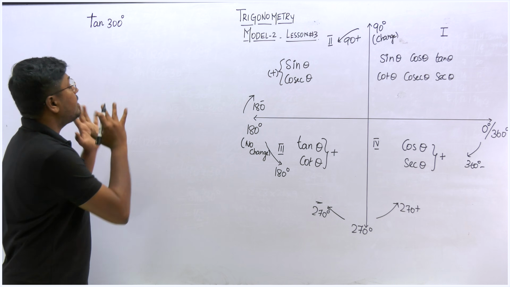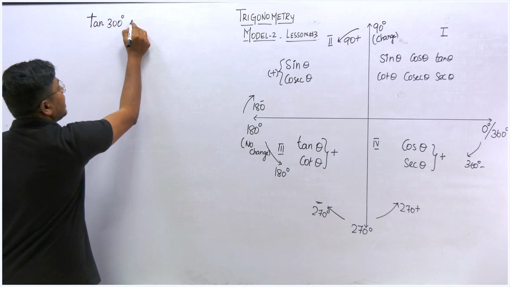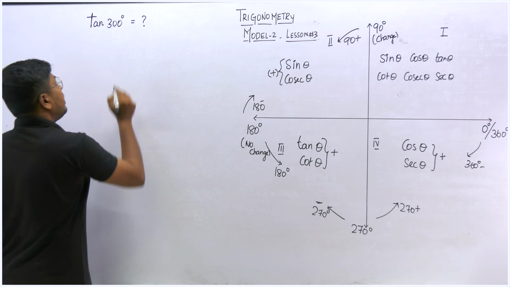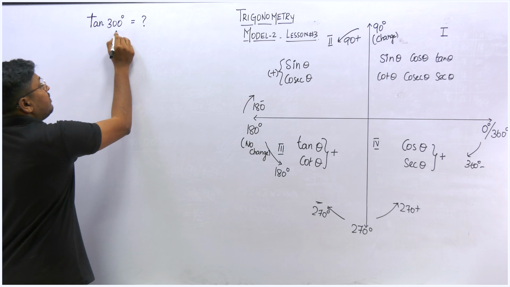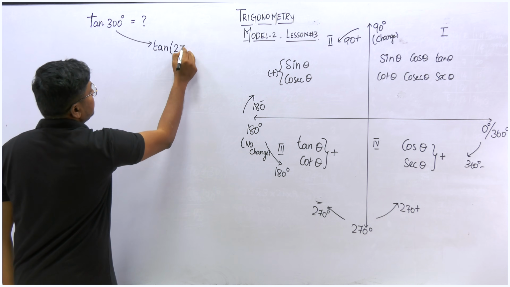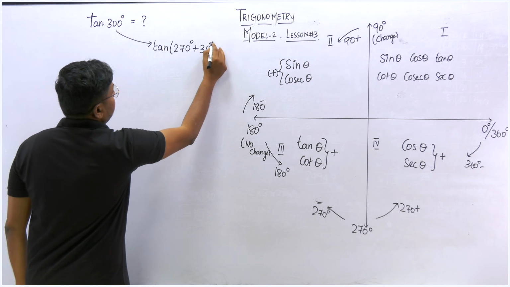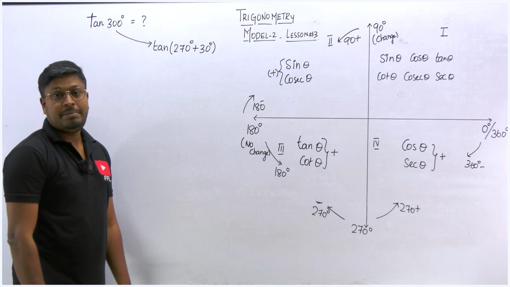So here is another example question, tan 300. So we have to find the answer for tan 300 degree. Most of the students have this doubt, right? Can I split like this? Some students will split it in this way: tan 270 degree plus 30 degree. Right? Because 270 plus 30 will be 300.